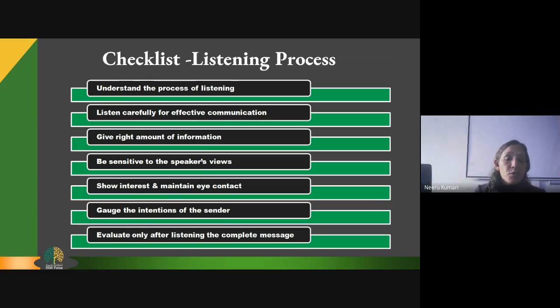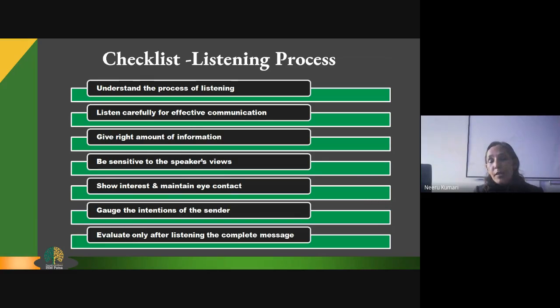Be very sensitive to the speaker's view. Do not humiliate, do not insult, do not believe that I know everything and he or she knows nothing. If you have that attitude, you cannot be a good listener. So please understand the importance of the speaker. Try to bring that comfort, try to develop that compatibility between you and the speaker, so that the speaker finds it easy and very comfortable to present his or her thoughts in front of you, so that you can listen to him or her with complete attention.